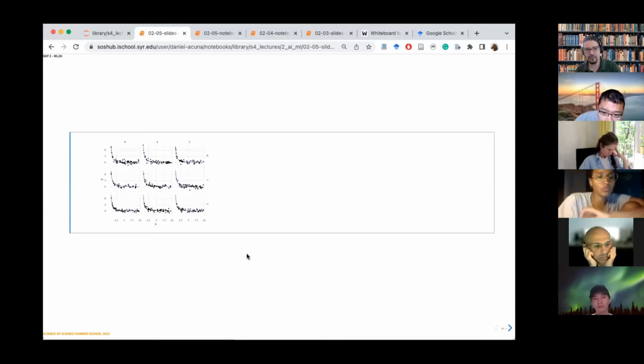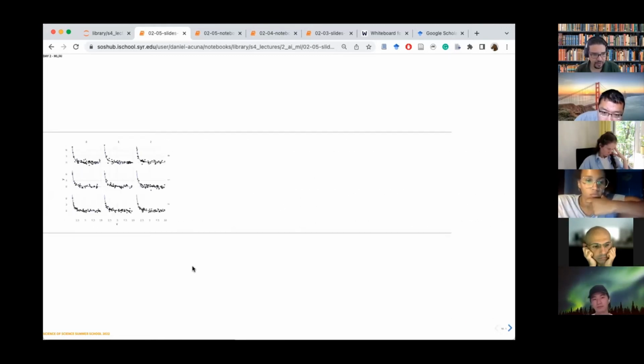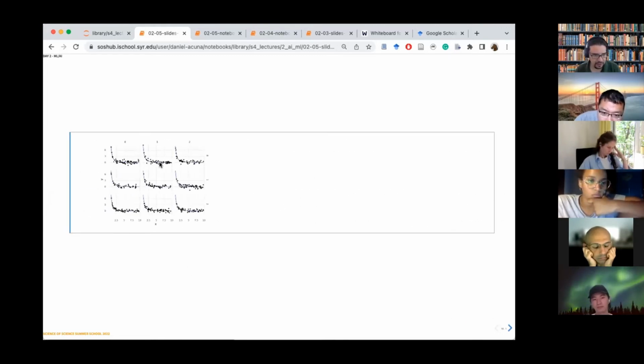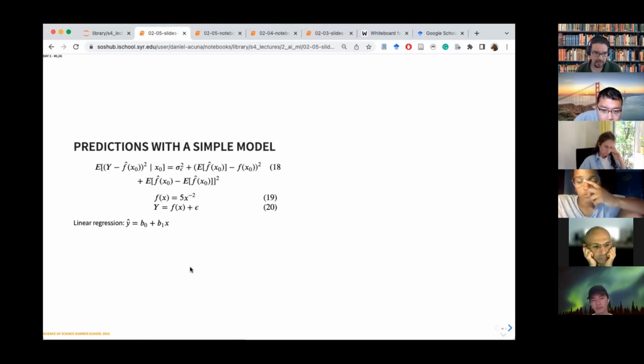So I could sample from that data. Imagine that I have different samples of data. Imagine these are like different observations from different parts of the world or different journals. Each of these represents different sets of data, and you see that there is some variation because of the noise.